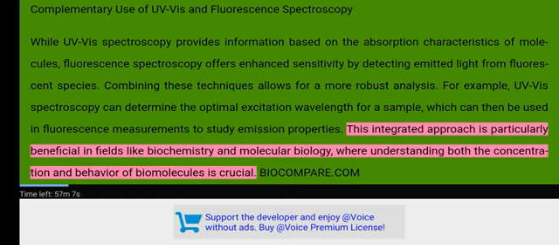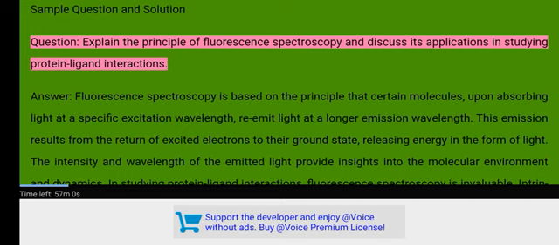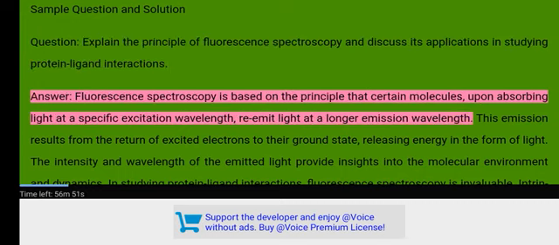This integrated approach is particularly beneficial in fields like biochemistry and molecular biology, where understanding both the concentration and behavior of biomolecules is crucial. BioCompare.com. Sample question and solution. Question: Explain the principle of fluorescence spectroscopy and discuss its applications in studying protein-ligand interactions.